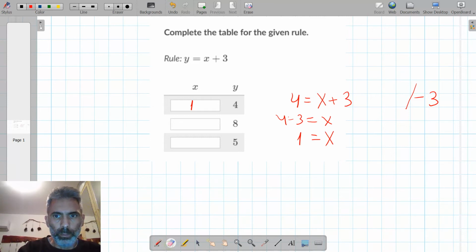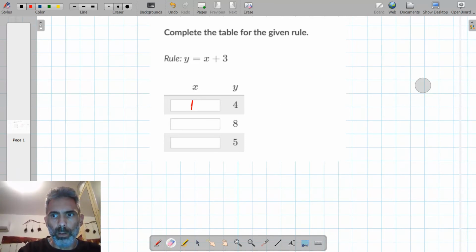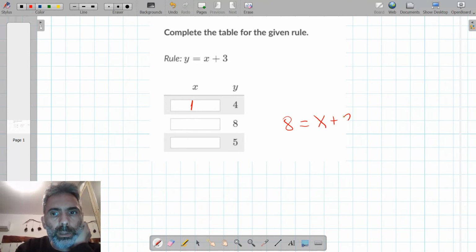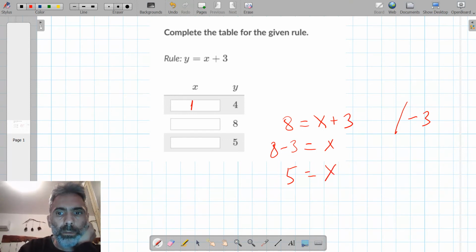Now for the second value, we know that y equals 8. Then 8 equals x plus 3, so we have to subtract 3 from both sides. We are left with x on the right hand side, and here we are subtracting 3 from 8, which means that on the left hand side we have 5, and 5 equals x. So the value of x is 5.